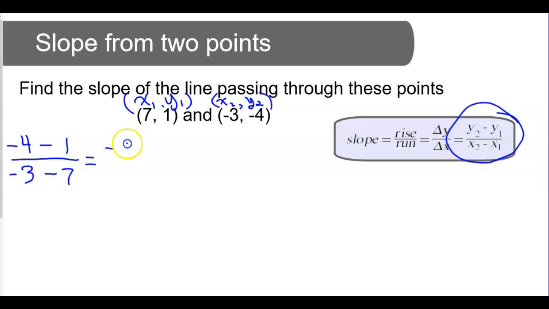Negative 4 minus 1 is negative 5. Negative 3 minus 7 is negative 10. This is going to simplify down to positive, because negative over negative is positive, positive 1/2. And that's the slope of this line.